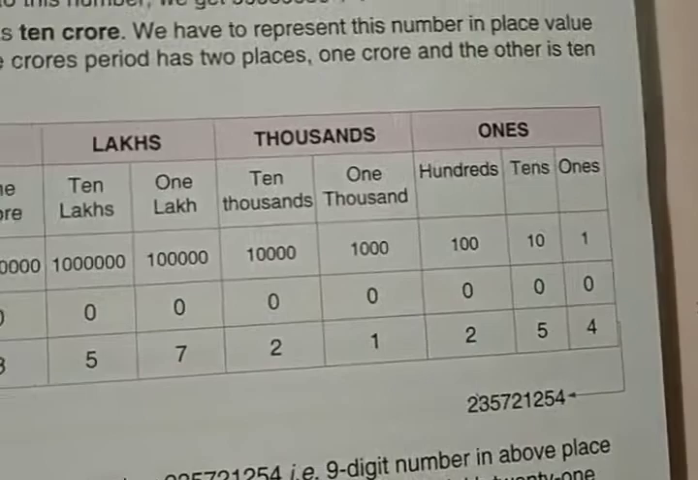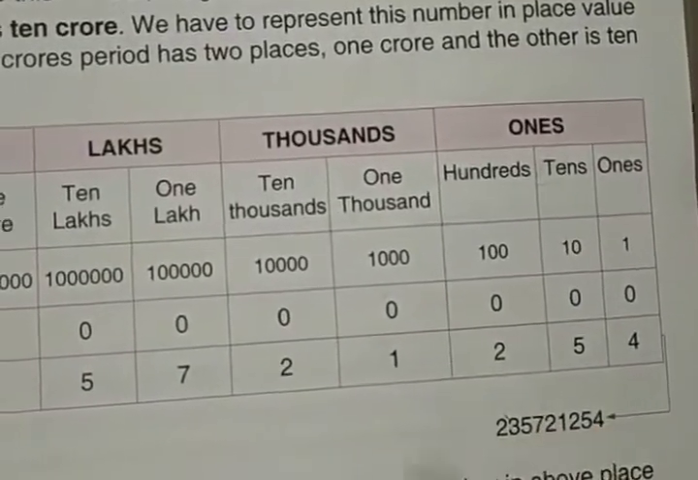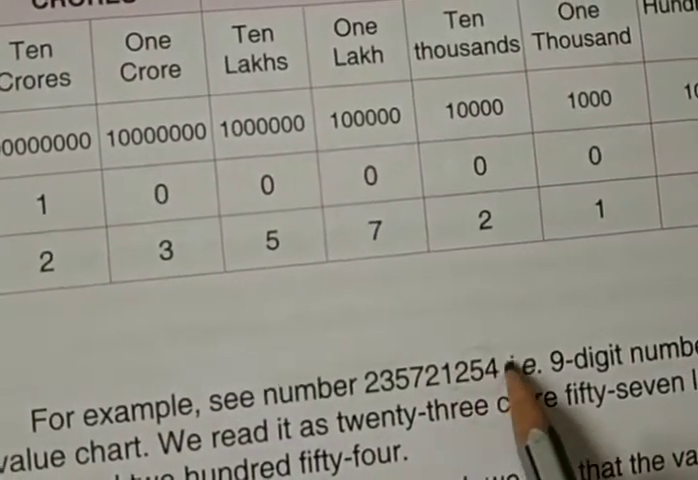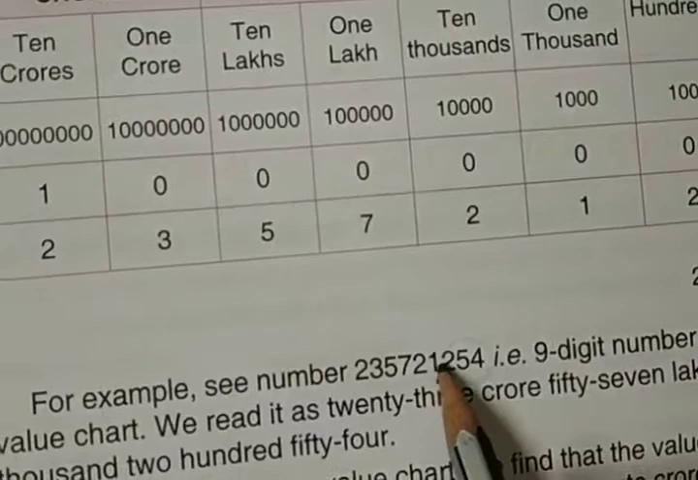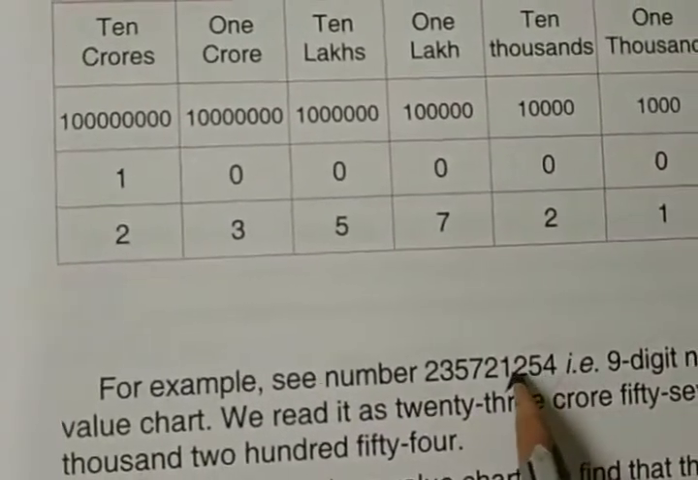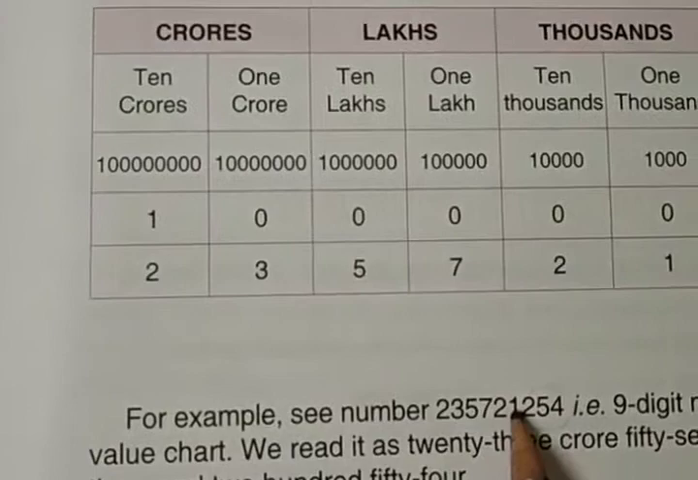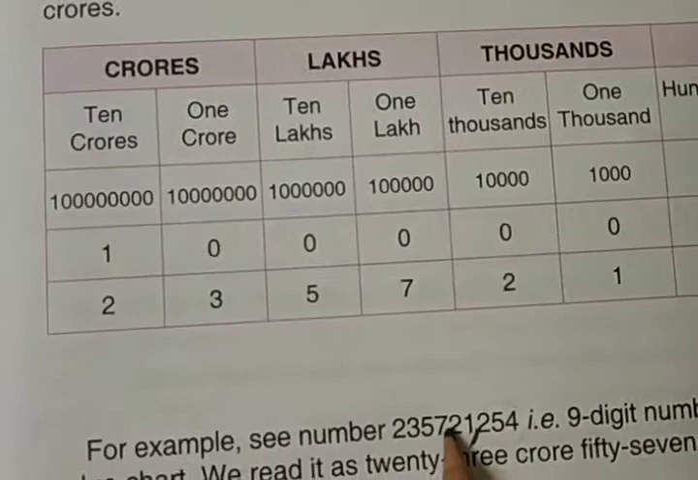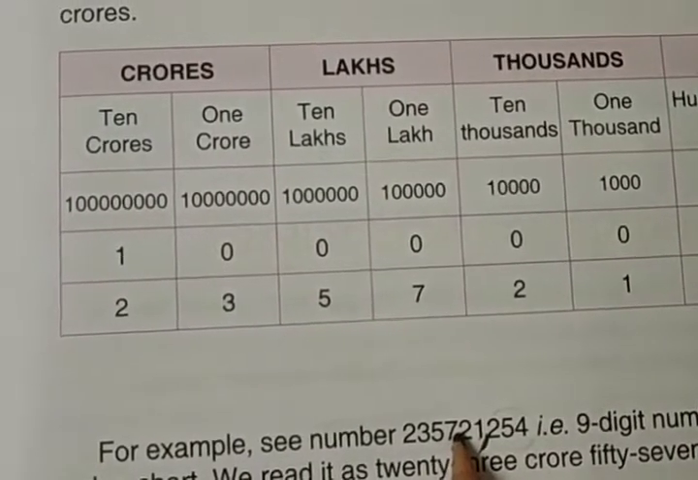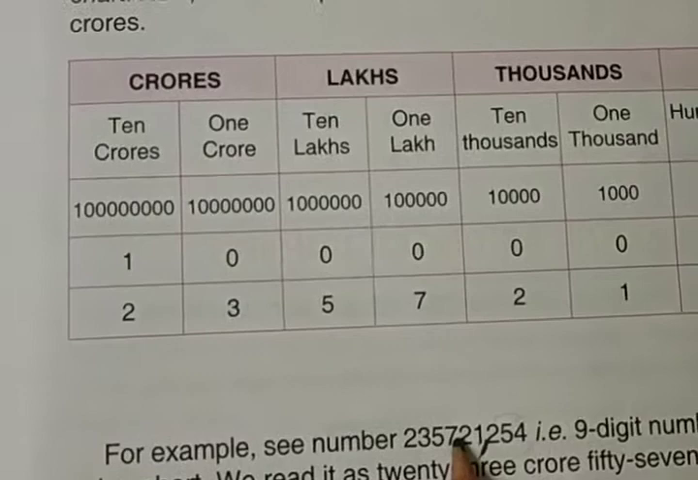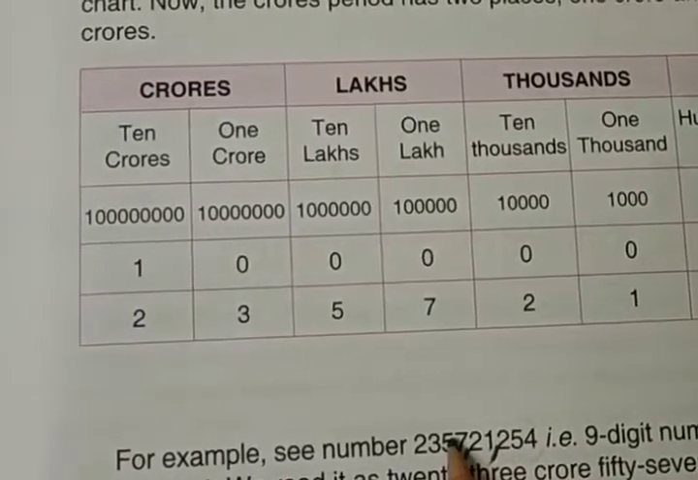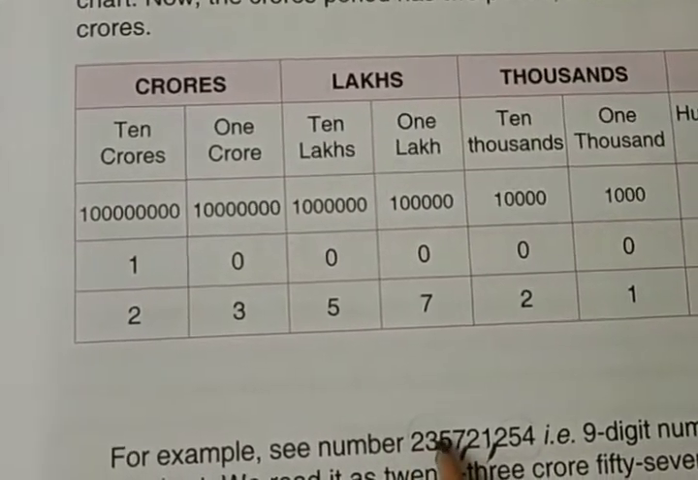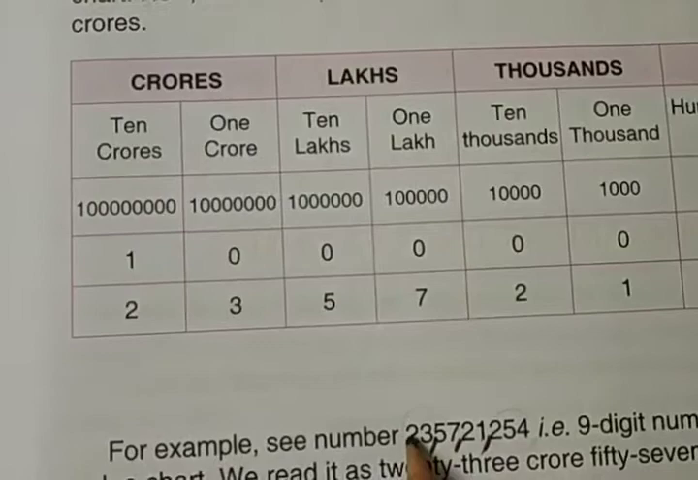So how do you read this? And you know how to separate a number with commas, right? The first comma will come after the units period, that is after the hundreds place. The next one will come after the thousands period. This is 1000, this is 10,000, so the next comma will come here. After that the next comma will come after the lakhs period, so this is 1 lakh, this is 10 lakh, so the next comma should come here. And this is the crores period, this is 1 crore and this is 10 crore.